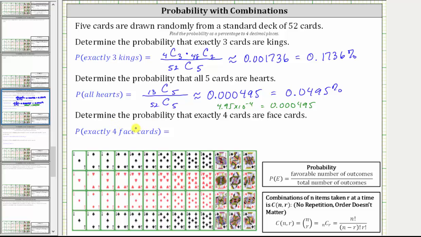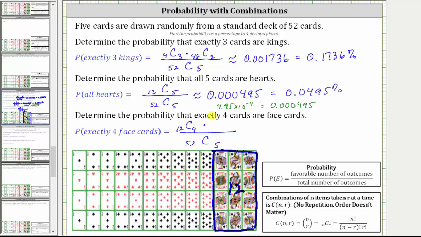For the last example, we're asked to find the probability that exactly 4 cards are face cards, which means 4 cards will be face cards and 1 card will not be a face card. The total number of possible outcomes is still going to be 52 choose 5. And now for the favorable outcomes, let's first determine how many ways we can select 4 face cards from the 12 face cards in the deck. Because there are 12 face cards in the deck, the number of ways of selecting 4 face cards is 12 choose 4.